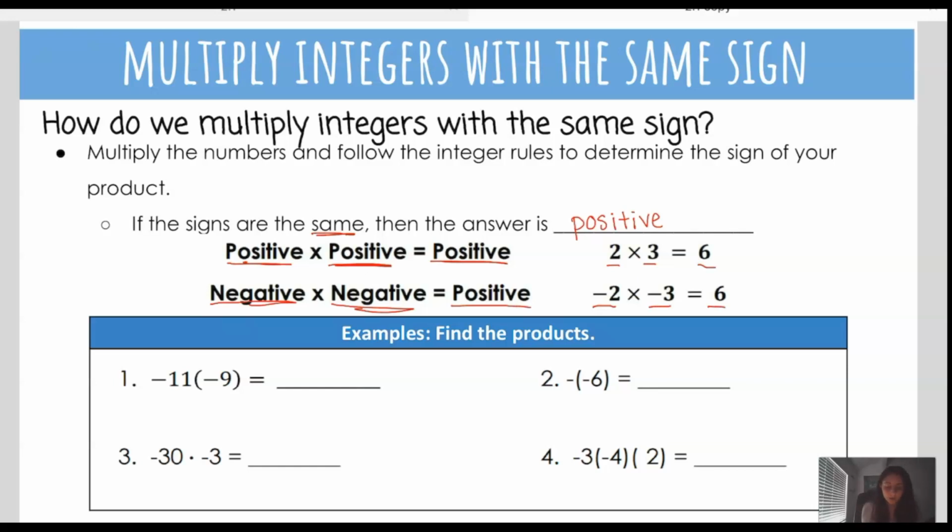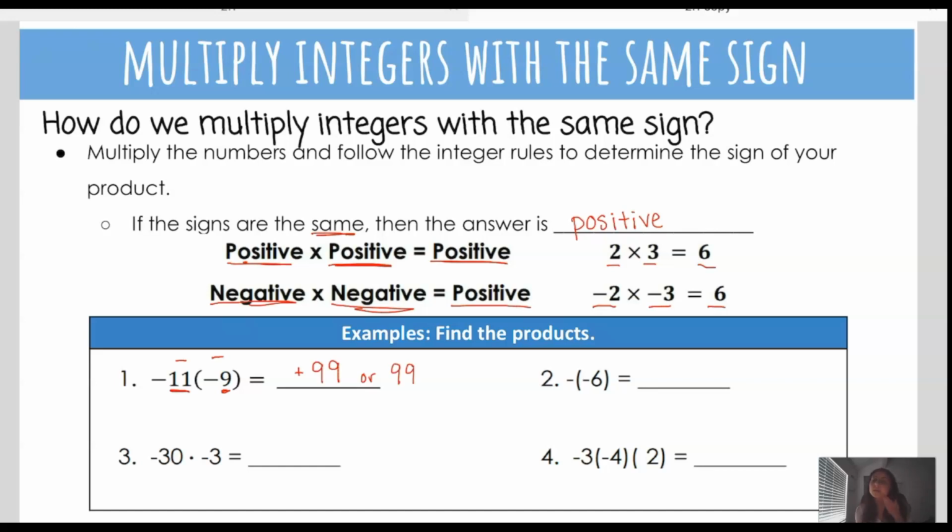Number 1 says negative 11 times negative 9. Well, we're going to multiply the numbers. 11 times 9 is 99. And we have a negative times a negative, so our signs are the same. So our answer is positive. So positive 99, or just 99.